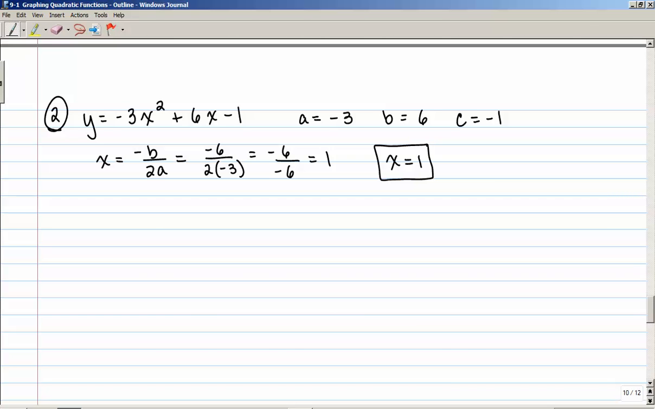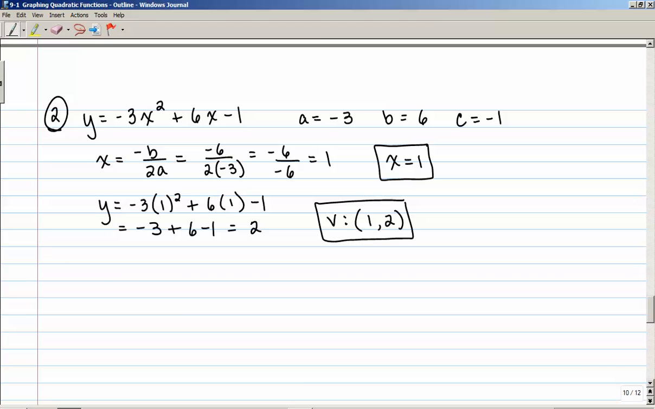Now to find my vertex, I'm going to plug in this 1 into my original function here. So y equals negative 3 times 1 squared plus 6 times 1 minus 1. 1 squared is 1 times negative 3 is negative 3 plus 6 minus 1, or my y is equal to 2. So that means my vertex is going to be the point 1, 2. Since my a is negative 3, that means a is less than 0. So my graph is going to look like this. It's going to be opening downward, and my vertex here is going to be a maximum value because that's the highest point on the graph.